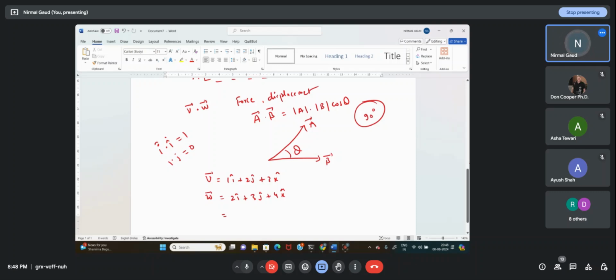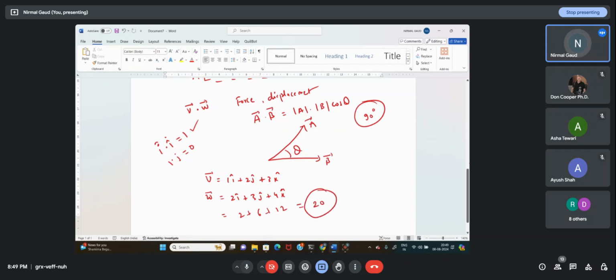However, for i dot i, the angle between them is 0, so cos 0 is 1. That's why I'm mentioning 1 here. And these are unit vectors, so obviously the magnitude is 1 only. So the answer is 1 here. If I multiply these two, the result will be 1 into 2 is 2, plus 2 into 3 is 6, plus 3 into 4 is 12. So 2 plus 6 is 8, plus 12 is 20. This is the answer, 20.